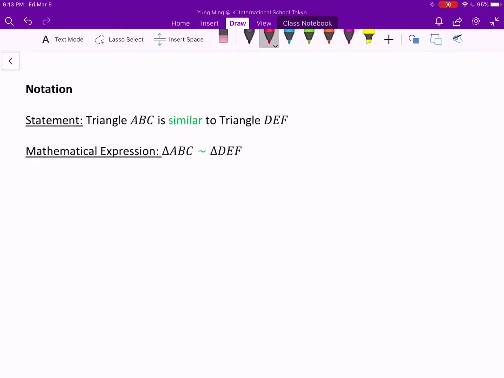Now here's just a little note about the notation. If I say triangle ABC is similar to triangle DEF, the mathematical expression is triangle ABC with the little squiggly sign over here, which means similar to triangle DEF.